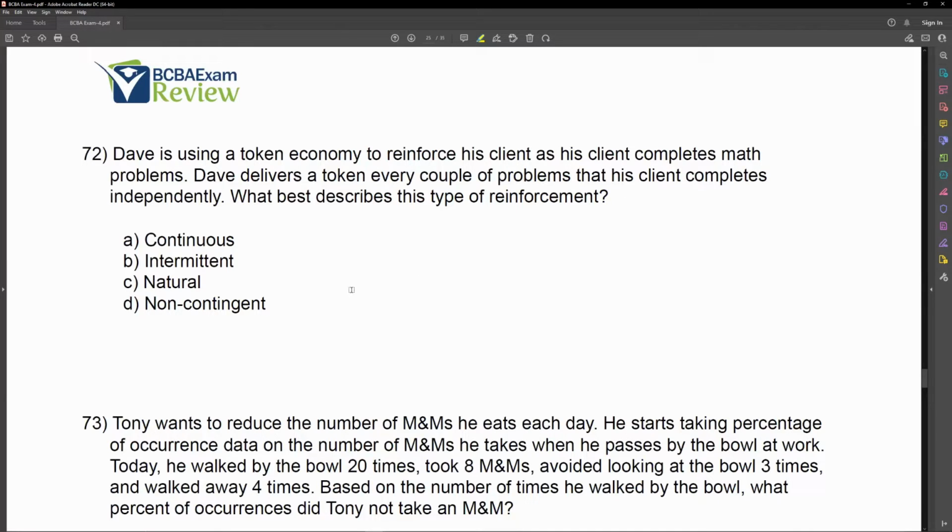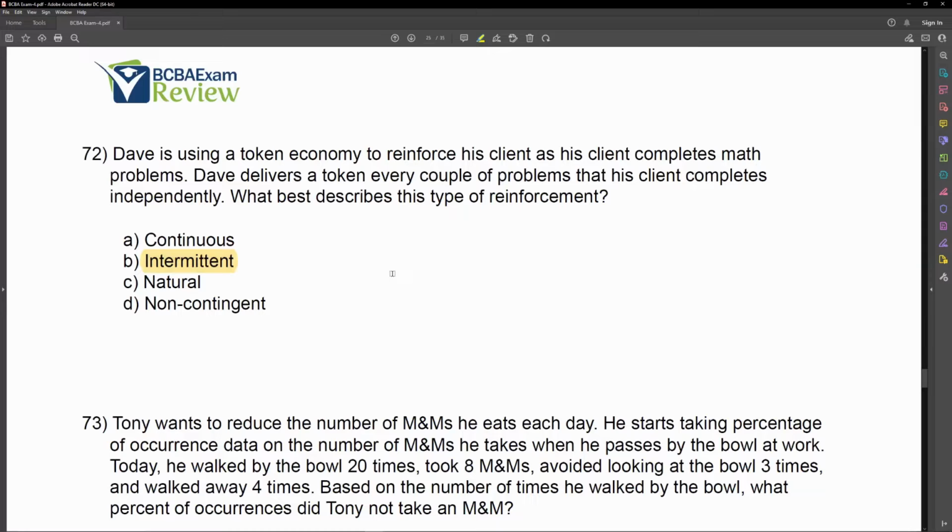Remember, a contingency is an if-then statement. If you do this, then you get this. First you do this, then you get this. Tokens are contingent on the client completing problems independently. So we've ruled out A, C, and D. That leaves us with B, intermittent.